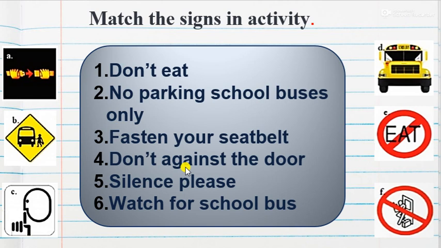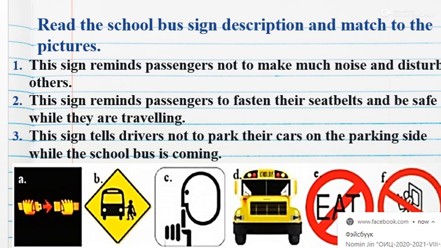Okay, don't lean against the door. Alright, good. F, yes, you can see. Okay, silence, please. This one, quiet person. You can see a finger on his or her mouth. Okay, watch for a school bus. Of course, it's B. Okay, good. Just do the exercise.